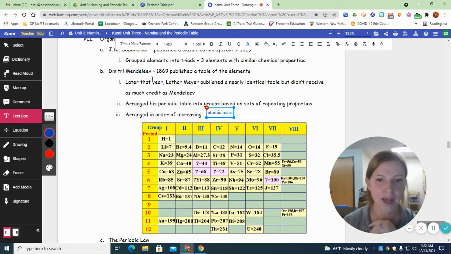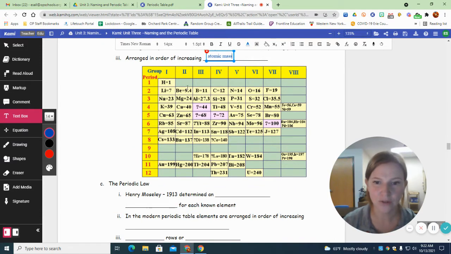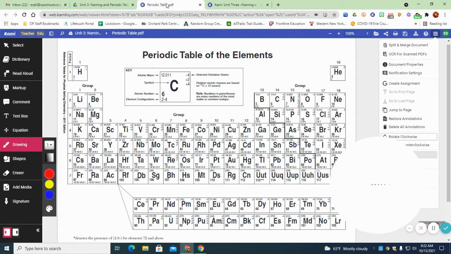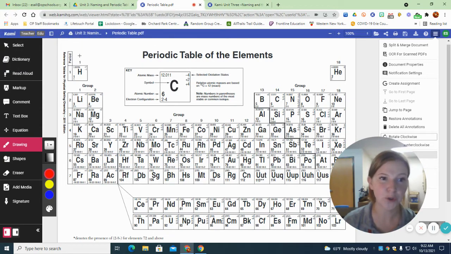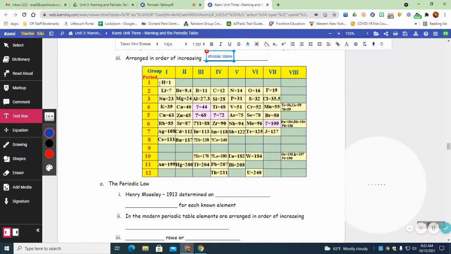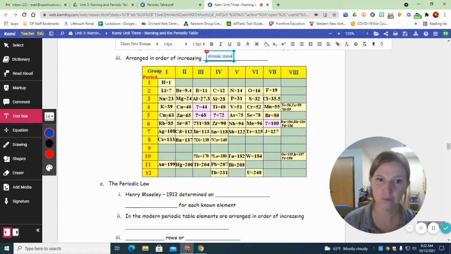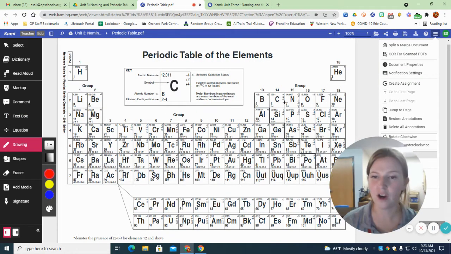Now, what we have here is a version of what Dmitry Mendeleev's table looks like. And obviously, it doesn't look identical to our modern periodic table, which is right here. But you will notice some similarities. For example, this first group, this first vertical column: hydrogen, lithium, sodium, potassium, copper's in there, but then rubidium. We have lithium, beryllium, boron, carbon, nitrogen, oxygen, fluorine in period 2.